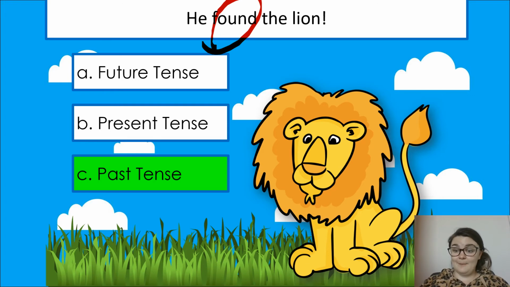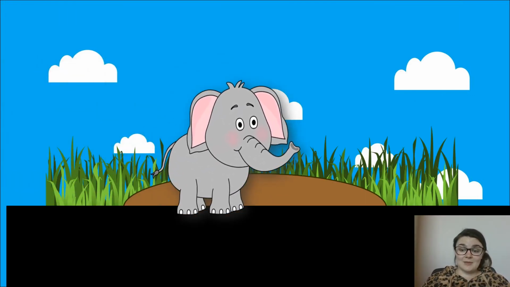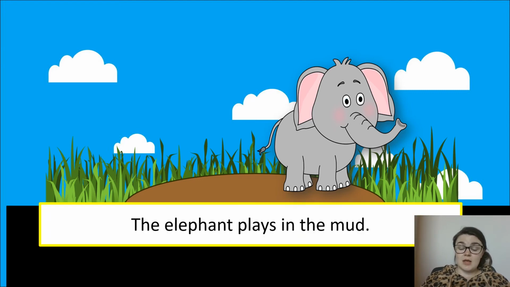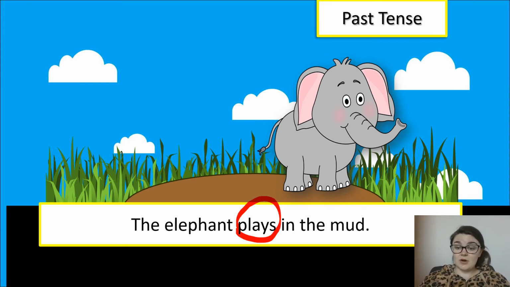I found him. Our next game, you're going to be reading a sentence and changing the verb. So this first sentence says, the elephant plays in the mud. Please change the verb plays into a past tense verb. If the elephant did not play today, but he decided to do it another day in the past, what would that verb look like?